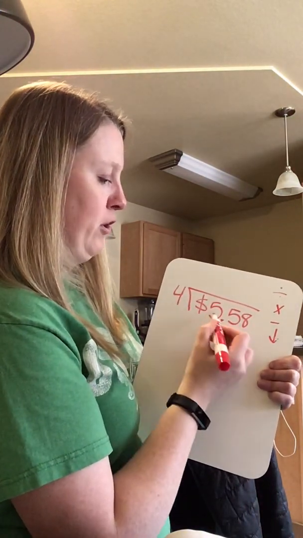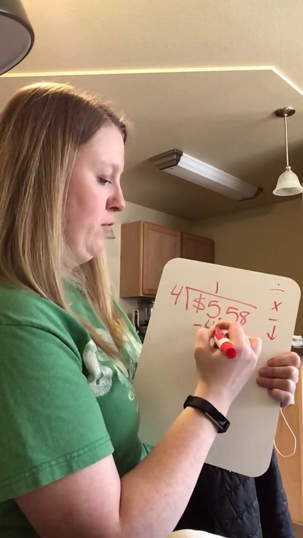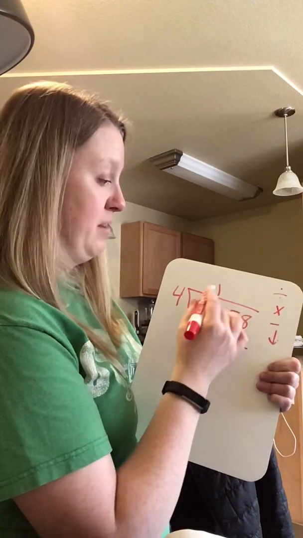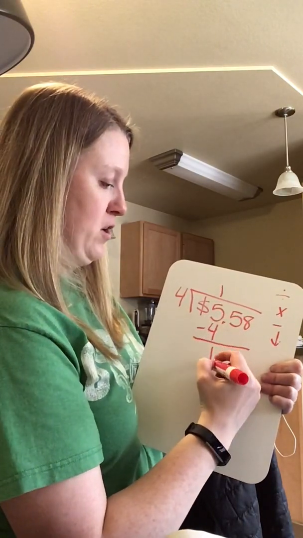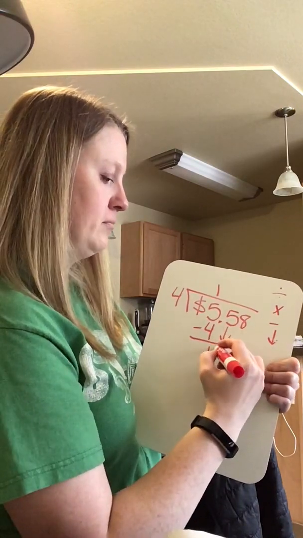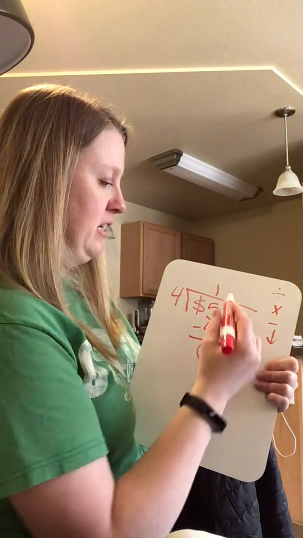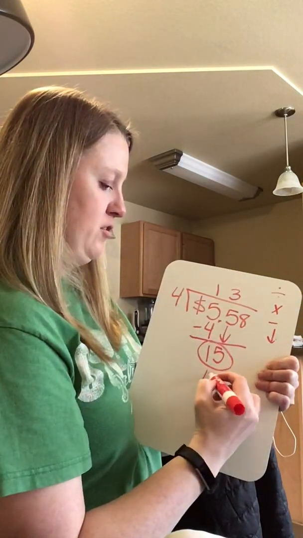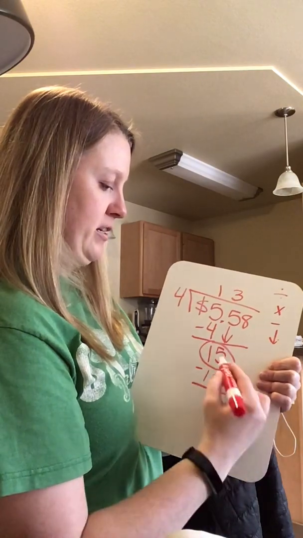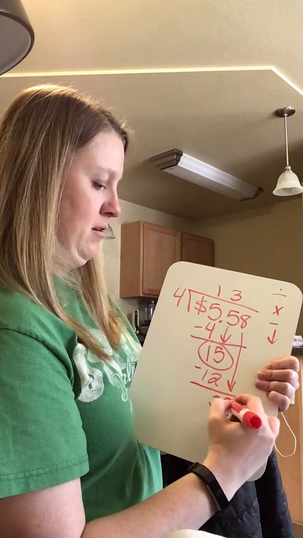How many times can 4 go into 5? 1 time, which makes 4. See, we're just doing the exact same stuff. 4 times 1 makes 4. 5 minus 4 is 1. Bring down. Start all over. How many times can 4 go into 15? 3 times. 4 times 3 makes 12. Subtract. And bring down. Missed it.